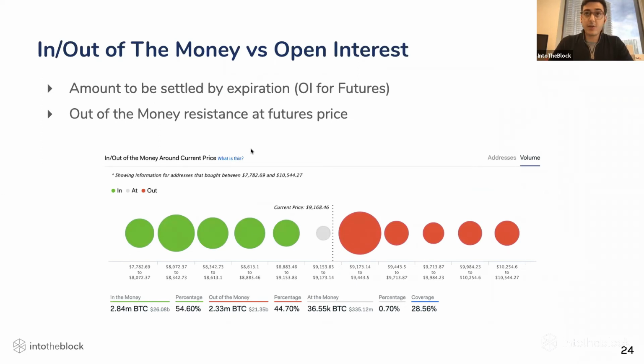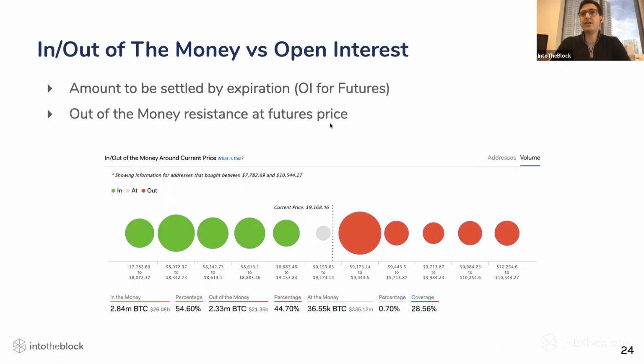Another thing that we're looking at is that the open interest for futures that do expire provides the amount that will be settled by expiration. So for front-running contracts, there's usually billions of dollars, especially for non-traditional markets, that will expire by a certain date. So that shows us what we're trying to estimate, which is the impact that we can expect from those contracts settling.